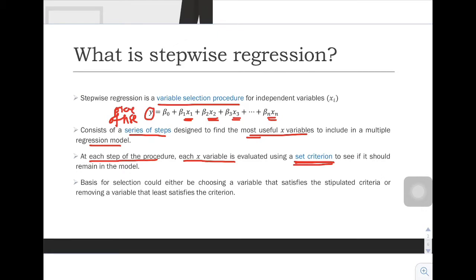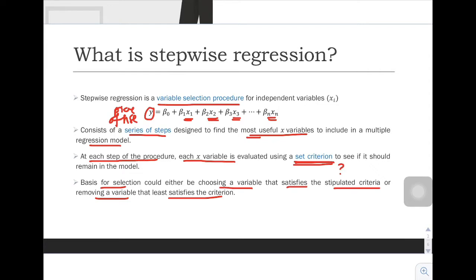And what is the basis of this set criterion? Usually, it's pretty common: it is the t value obtained from running our regression. Sometimes there are also researchers who use R square as the explanatory power. So the basis of selection could either be choosing a variable that satisfies the set criterion, or removing a variable that least satisfies our set criterion.